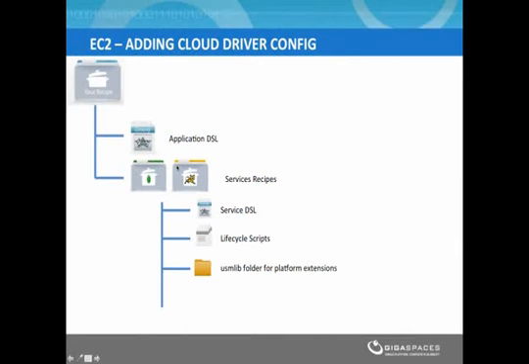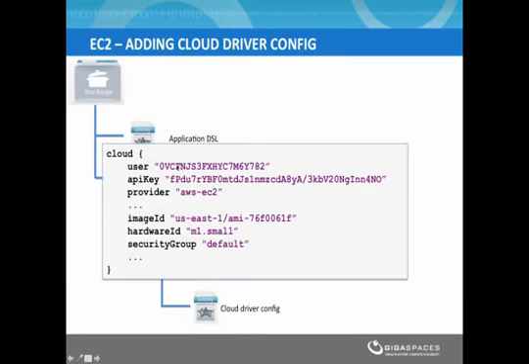All right, the last bit that we're doing to the recipe is adding a cloud driver configuration. Naturally, if we're deploying on EC2, we need to tell Cloudify how to interact with EC2. What is the user and API key? What instance ID to use? What AMI to use? And all those details that are needed to interact with Amazon EC2.